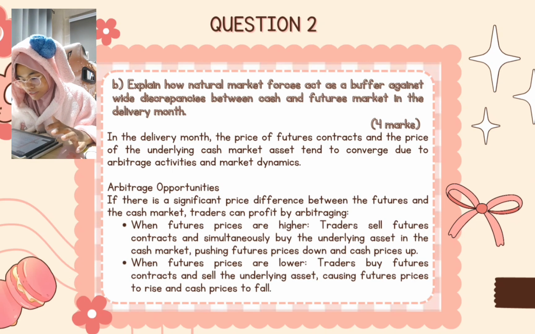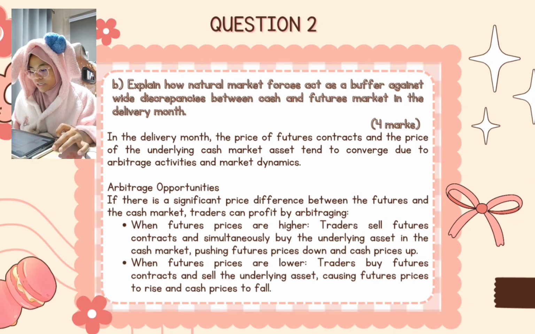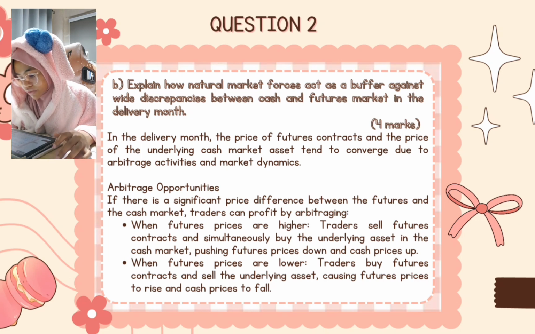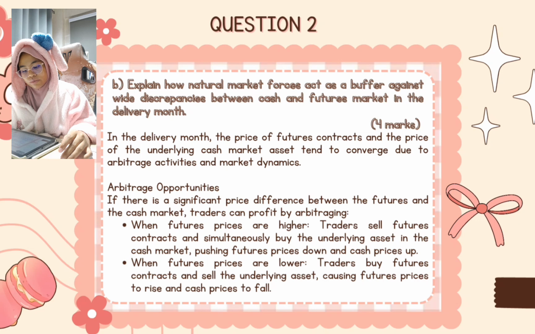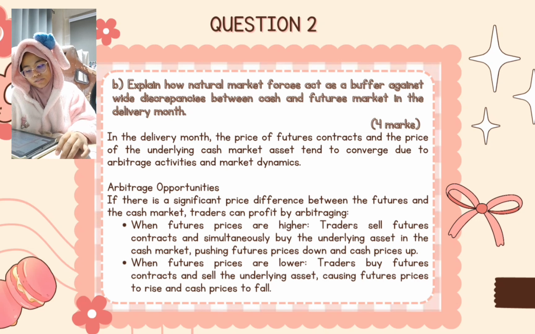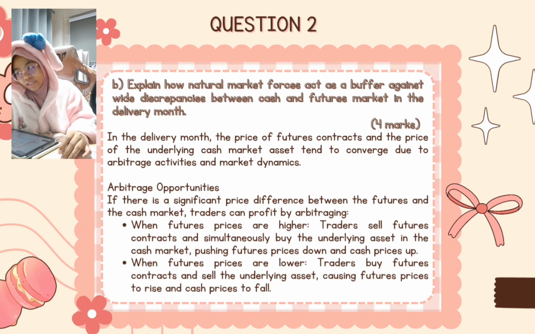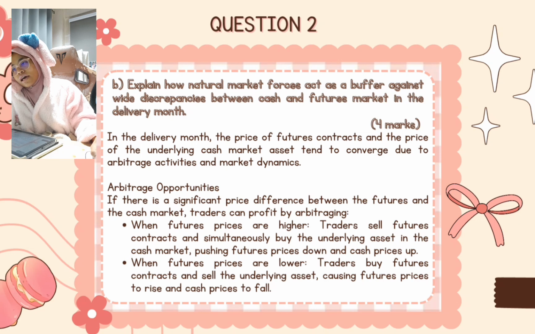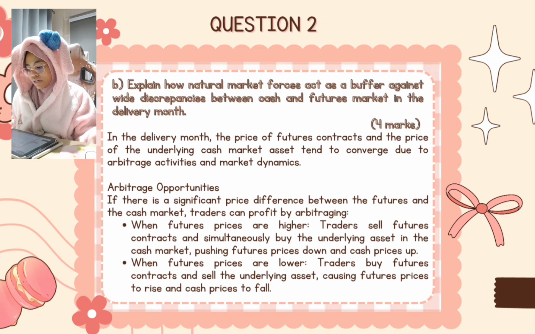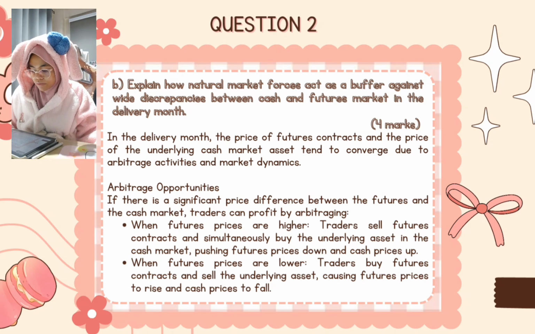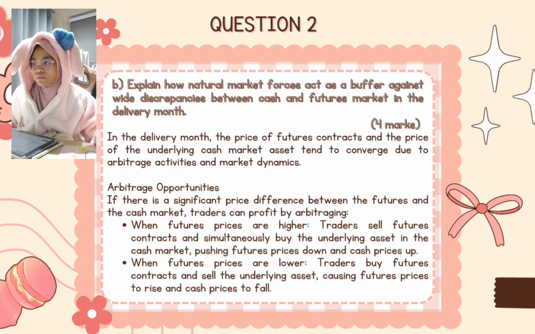So next, question 2b. Explain how natural market forces act as a buffer against discrepancies between the cash and futures market in the delivery month. So the answer is, in the delivery month, the price of the futures contract and the price of the underlying cash market asset tend to converge due to arbitrage activities and market dynamics. So wait, let me draw another one.